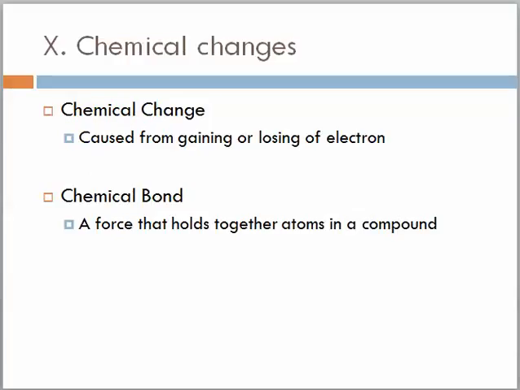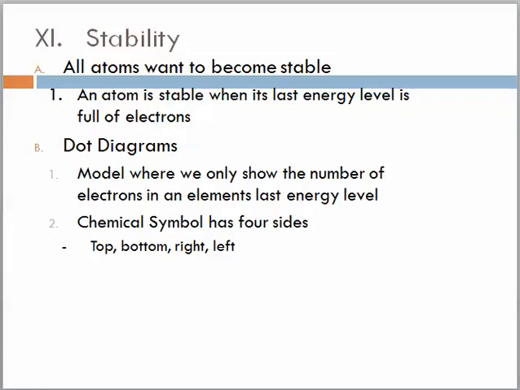Chemical changes. Alright, chemical changes caused from the gaining or losing of electrons. A chemical bond is a force that holds together atoms in a compound. So let's talk about some of these chemical changes from the gaining or losing of electrons.